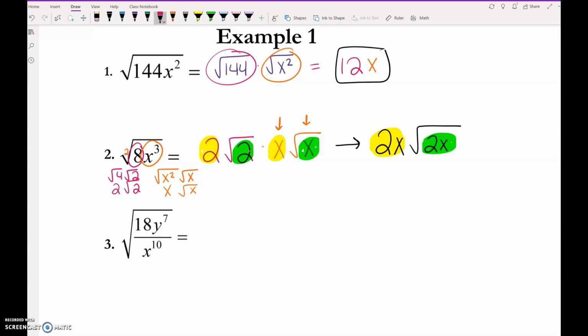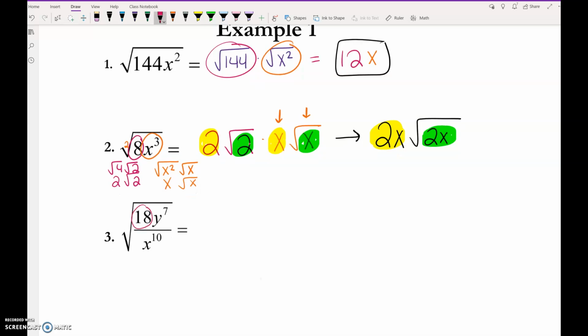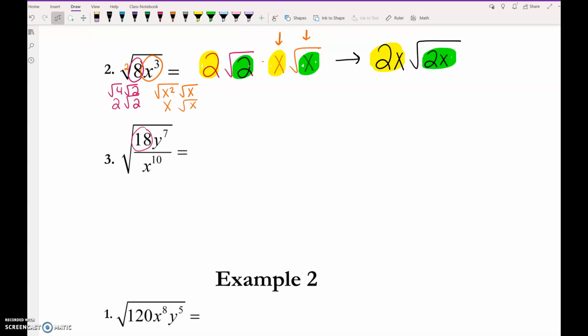Okay, square root of 18y to the 7th over x to the 10th. Let's start with the square root of 18. What perfect square could we split 18 into? 9. Square root of 9 times square root of 2. So we are going to have 3 times the square root of 2 instead of the square root of 18.